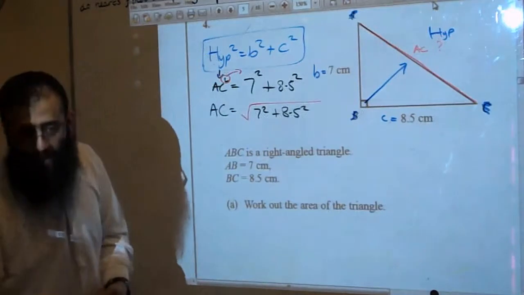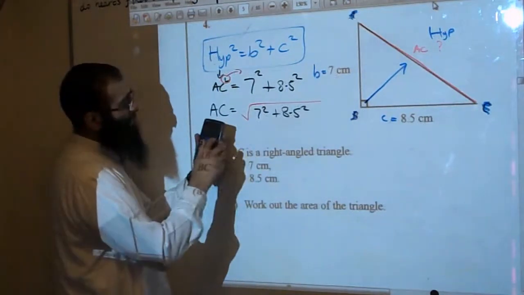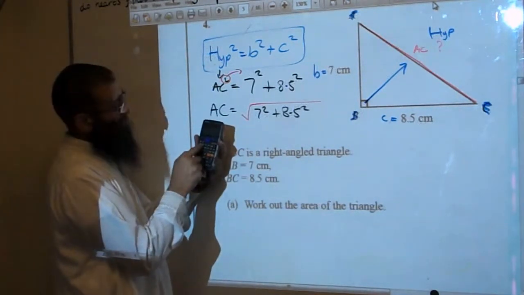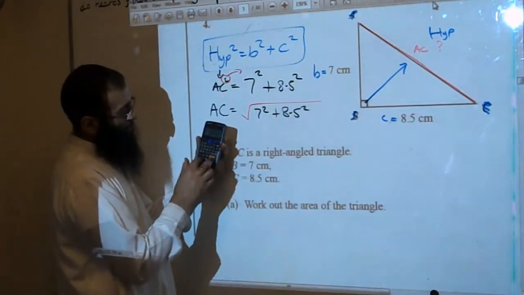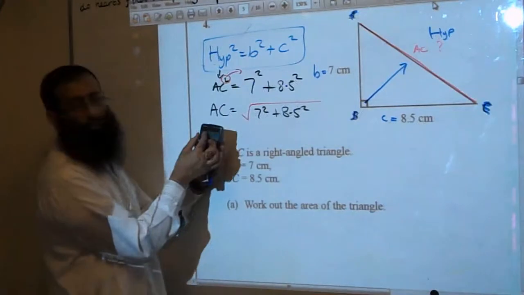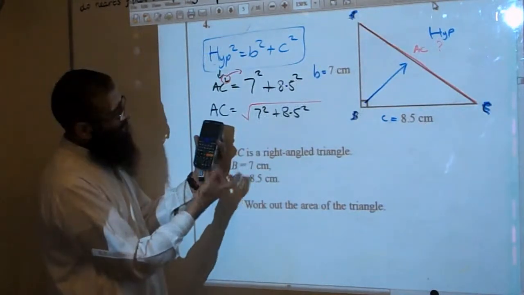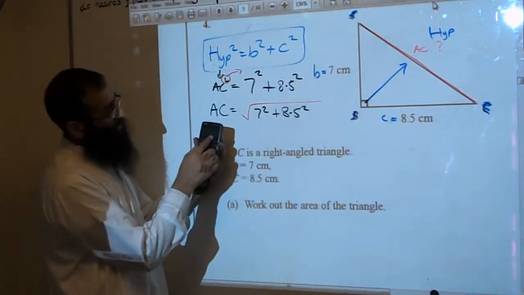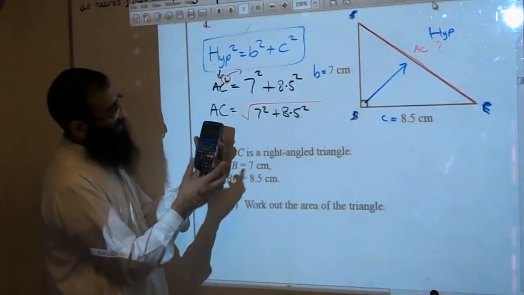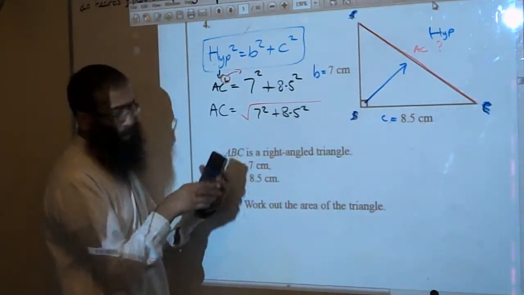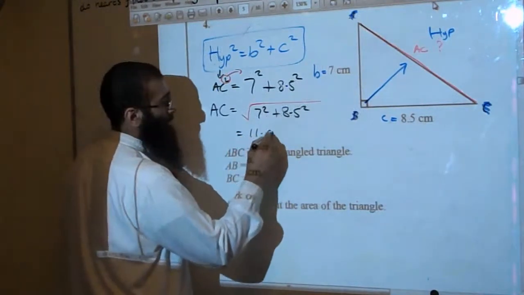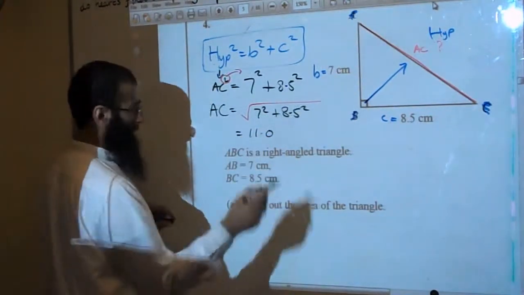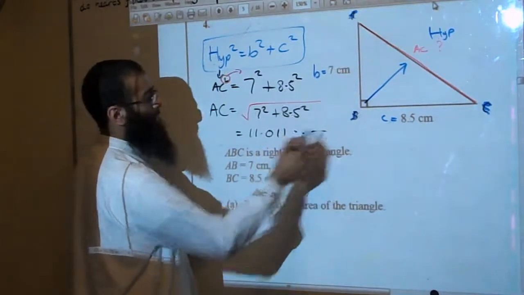So we grab our calculators and we type in as we see it here. You press the square root button first, and then we type in 7 squared, add 8.5 squared, and as you can see the square root sign gets bigger, the numbers get bigger. Press equals. So what do we get? 11.011. Okay, whatever that is.